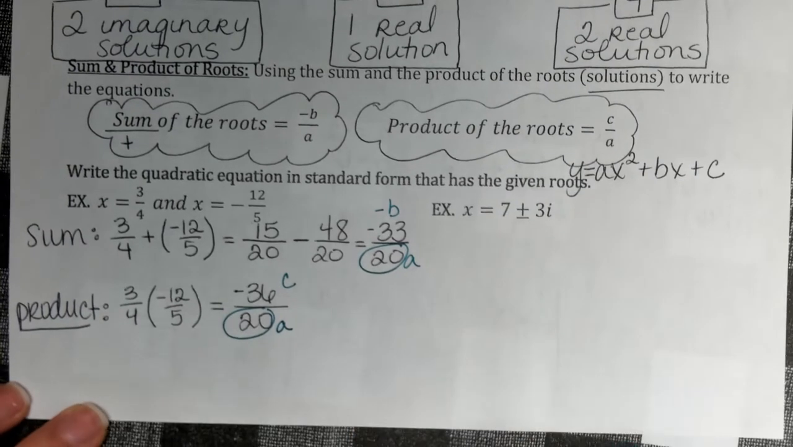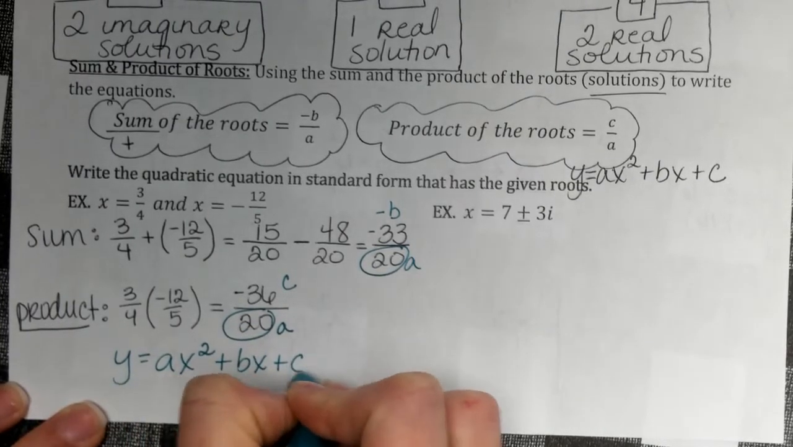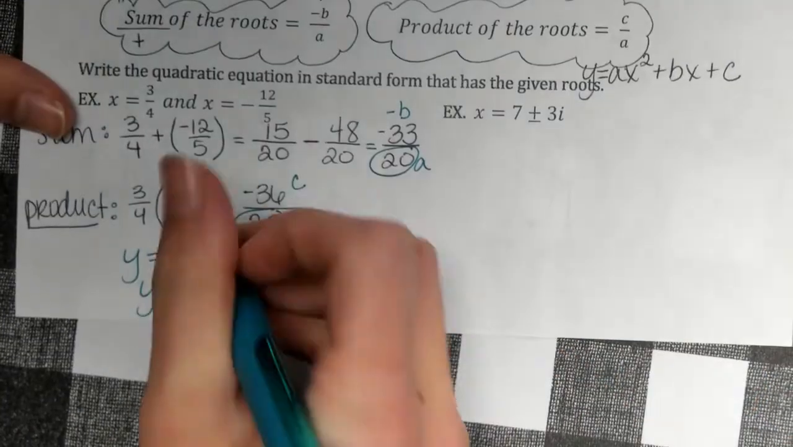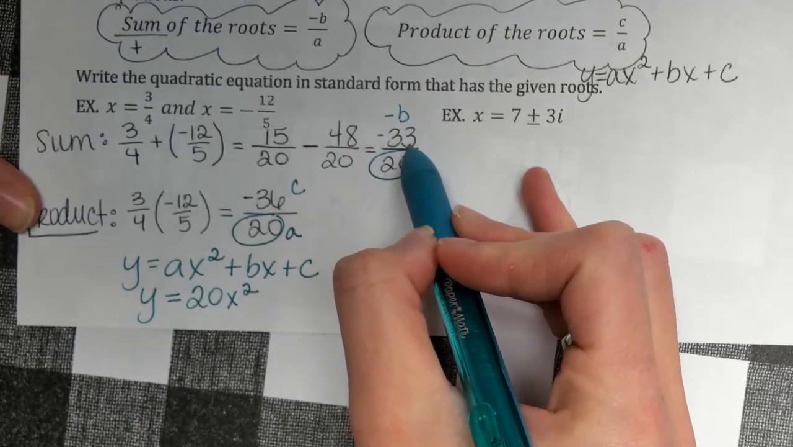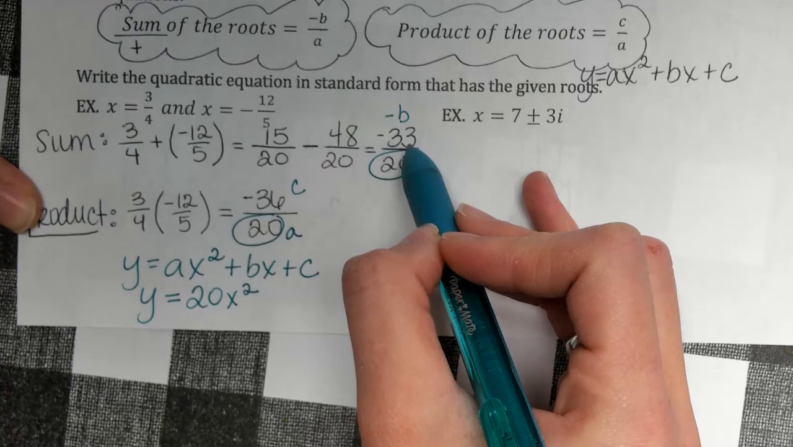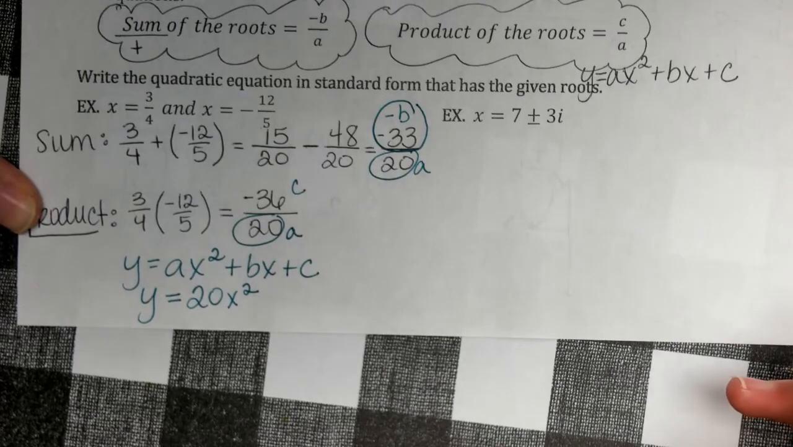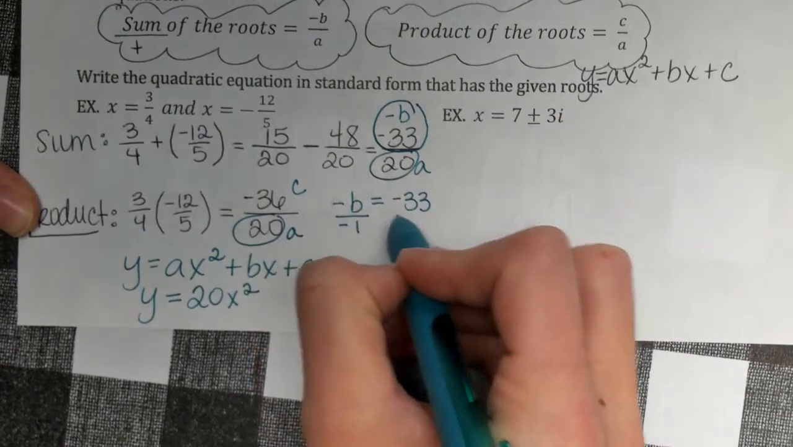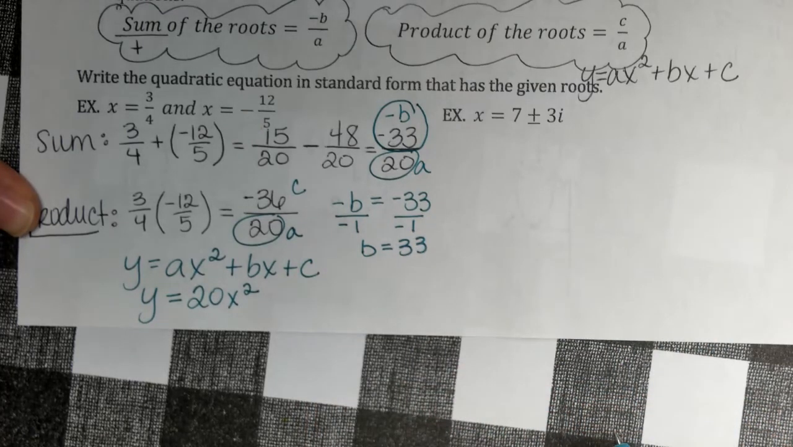So, my equation, if I know that it's y equals ax squared plus bx plus c, I know that my a is what? 20. So I've got 20x squared. Now this negative b is negative 33. So really b is equal to just the 33. So you're going to have to be careful with your b value. Okay, if you need to write out negative b is equal to negative 33 and divide by that negative 1 so that you visualize and see algebraically b is equal to 33, you can.